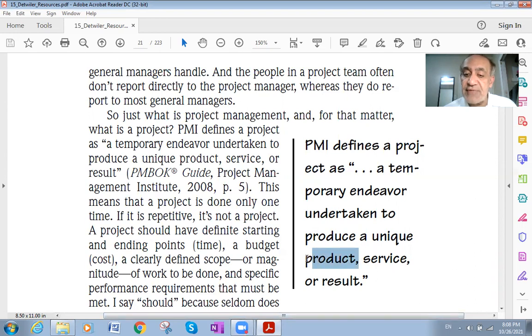So goods or services. What is the difference between goods and services? Goods are always tangible. You can touch them with your hand, but services are intangible. You cannot touch them with your hand. Goods can be stored, but you cannot store services. Services will never be stored.